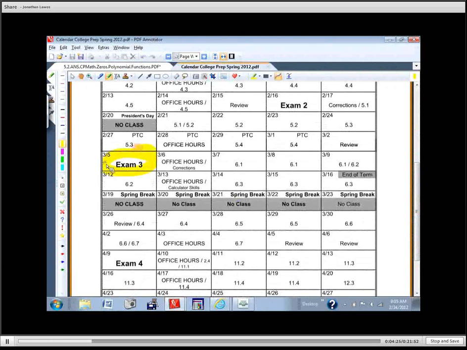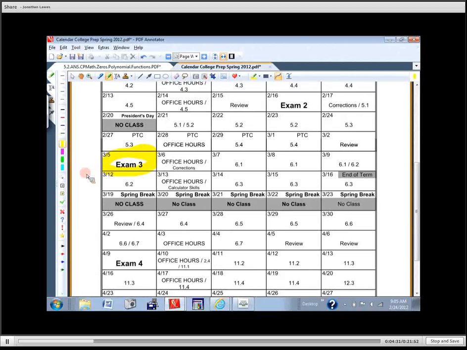There it is right there. It's actually on the 5th. Okay, it's on Monday the 5th. That is going to be the last test that we take for this quarter, so that will be your last and best chance to improve your grade if you're not happy with where it is.